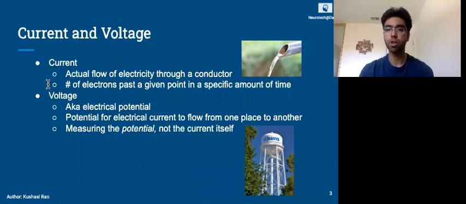So it's the number of charged particles, whether that be electrons or protons, that pass a given point in a specific amount of time. So it's like measuring the rate of flow, basically.